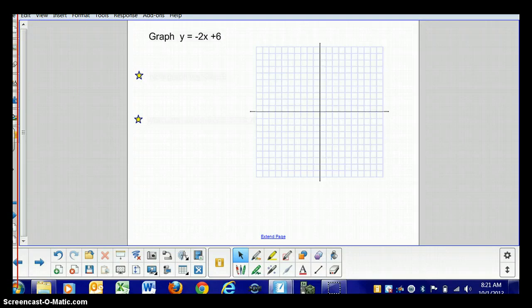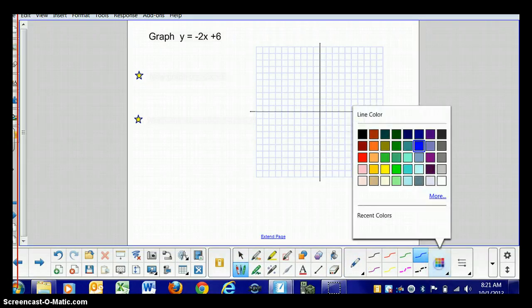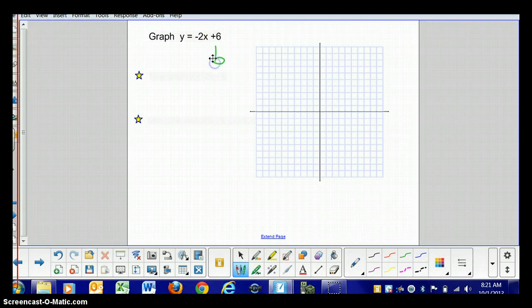Similarly, let's talk about graphing the line y equals negative 2x plus 6. Let's go with a fancy color. Let's go green, nice pea green. Y equals negative 2x plus 6. Our y-intercept is 6, so 1, 2, 3, 4, 5, 6 on the y-axis.